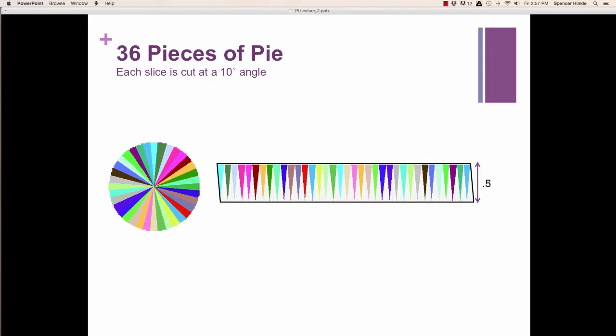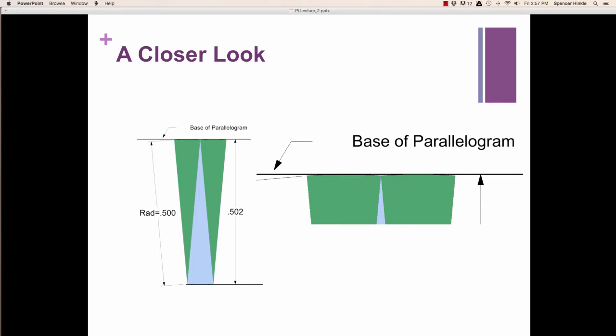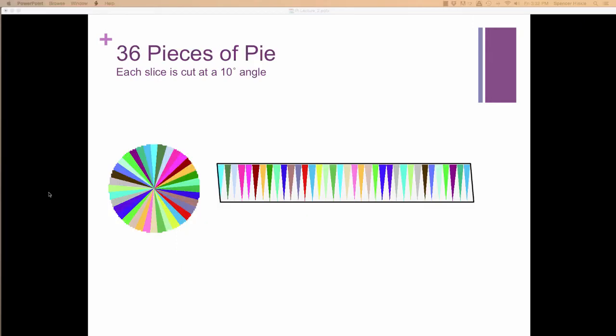As we zoom in on the pie cuts, we can see that the radius of our circle is slightly less than the height of the parallelogram. Can you imagine how close we could get if we divided it into 360 pie cuts, or 1,000, or even 1,000,000? But for now, our radius of 0.5 looks close enough to use as our parallelogram's height.